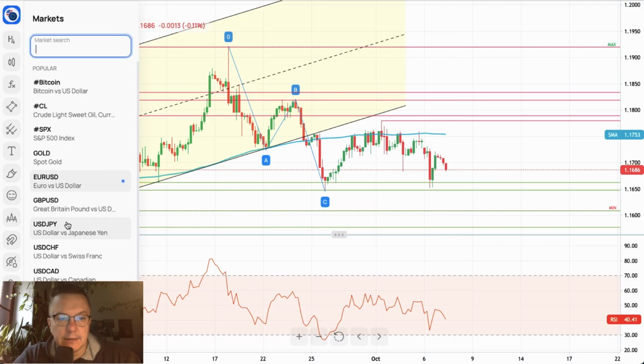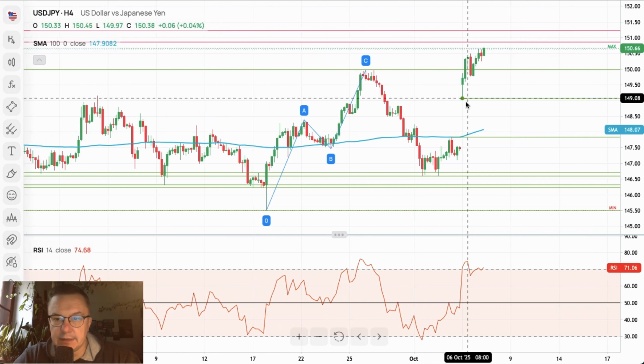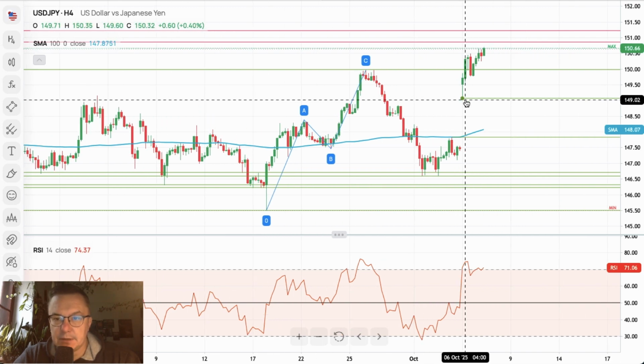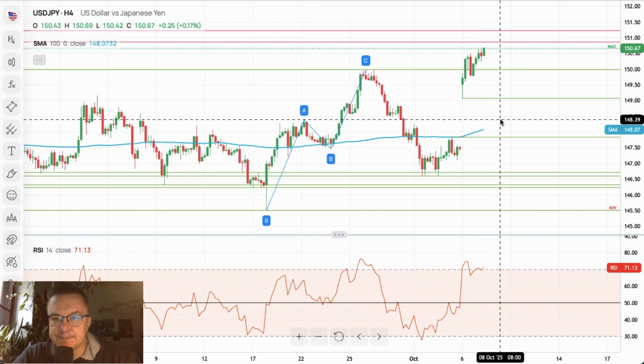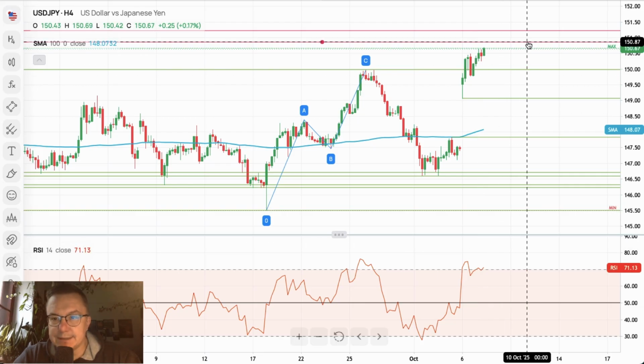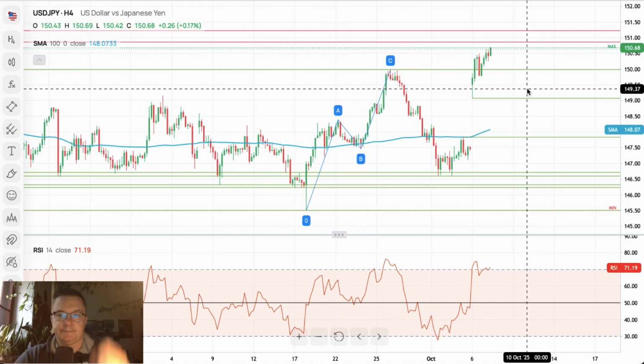In terms of the dollar, we got the US dollar versus the Japanese yen. As you can see, the gap is still not filled. The movement to the upside continues. We got a new local high at 150.69. So the movement towards this technical resistance located between 150.87 to 151.23 is still in progress, and we should see this movement to the upside quite soon.